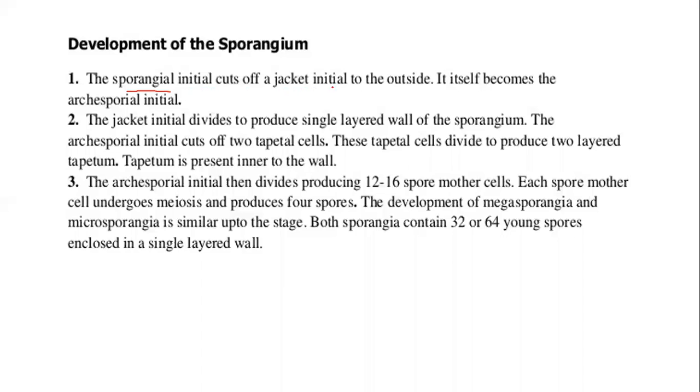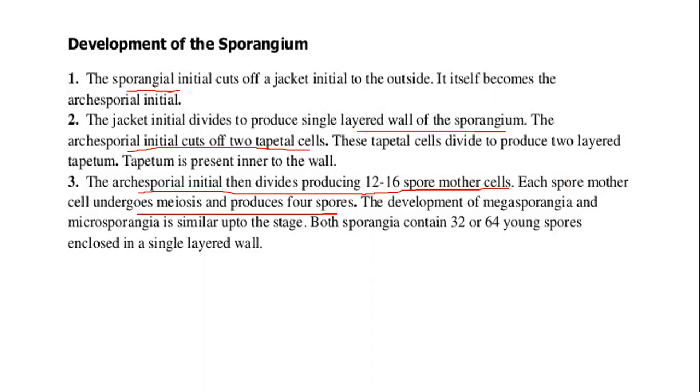The sporangial initial cuts off a jacket initial to the outside and an archisporial initial towards the inner side. The jacket initial produces the single layered wall of the sporangium, and the archisporial initial cuts off 2 tapetal cells. These 2 tapetal cells divide to produce a 2 layered tapetum. Now the archisporial initial then divides and produces 12 to 16 spore mother cells. Each spore mother cell undergoes meiosis and produces the spores.